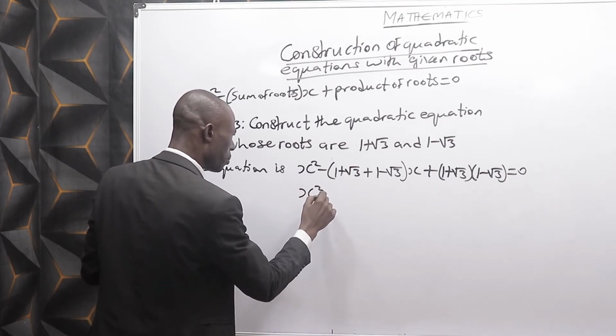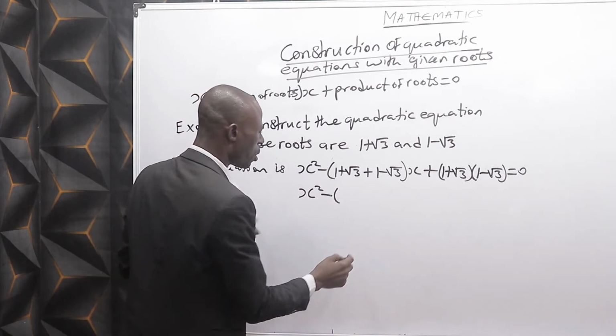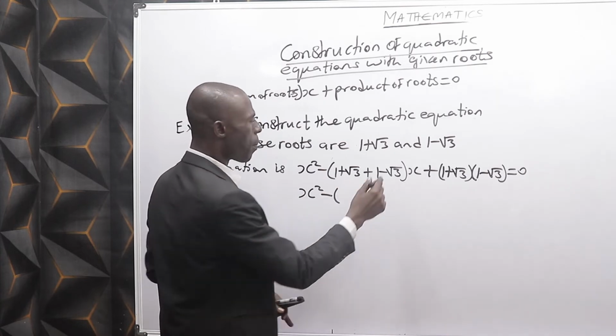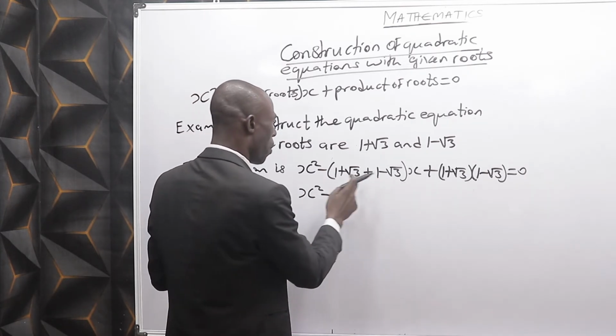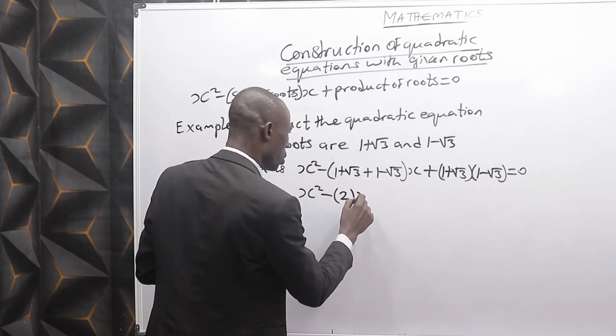x squared minus, you can see that plus root 3 and minus root 3 cancel out each other. That gives you 0. 1 plus 1 gives you 2, into x.